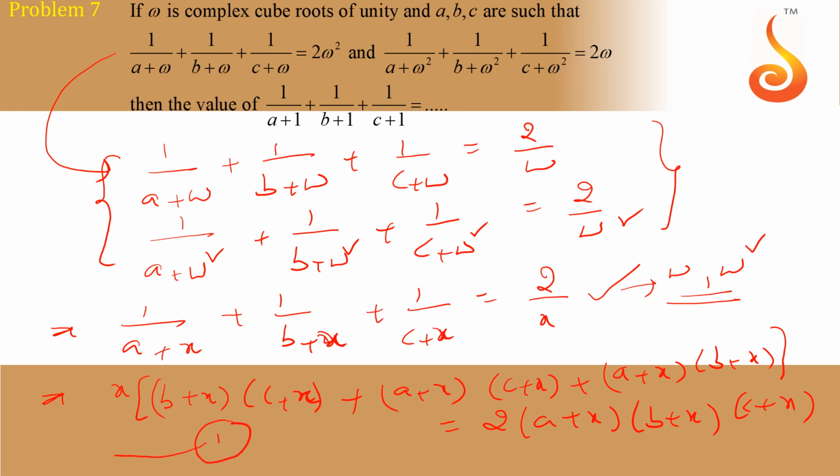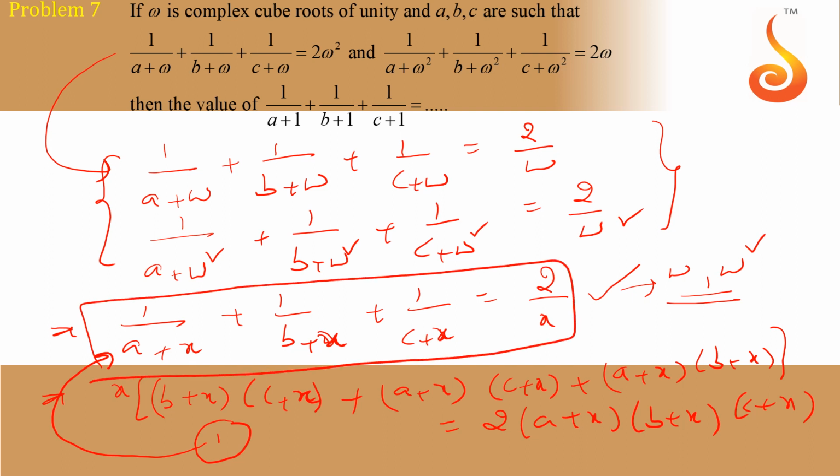So that other root also should satisfy the given equation. So 1 by a plus 1 plus 1 by b plus 1 plus 1 by c plus 1 should be 2 by 1. That is your question. So the answer is 2.